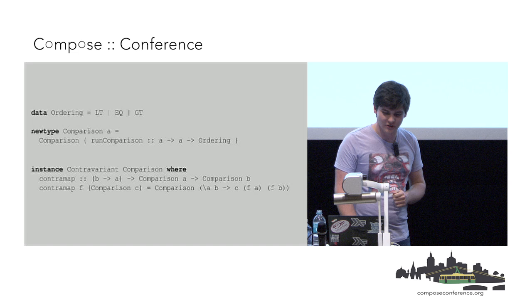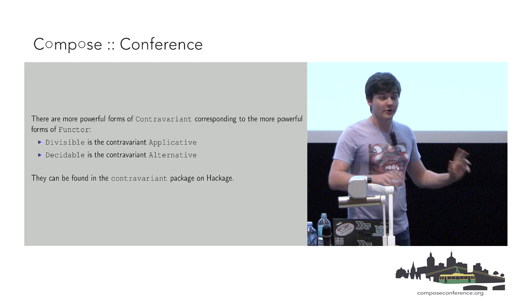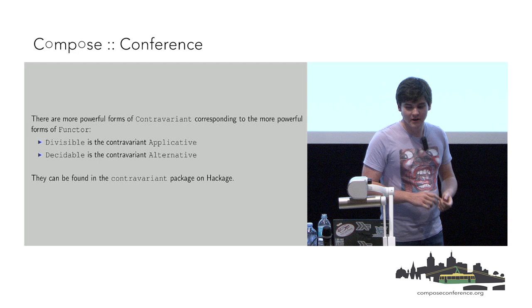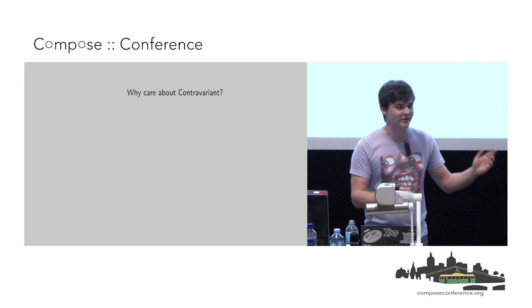And there's this whole cool hierarchy of things under contravariant, just like with functor, right? After functor, we can learn about applicative and alternative and all these cool things. There are contravariant versions of applicative and alternative. So we have divisible and decidable in contravariant land, and they're all found in the contravariant package up on Hackage, if you want to check that out. That's a good package. And you might say, well, George, these things don't come up very often, contravariants, right? Like a predicate and ordering, that's cool. Why would I care? What has someone done that's good with these, you might ask?